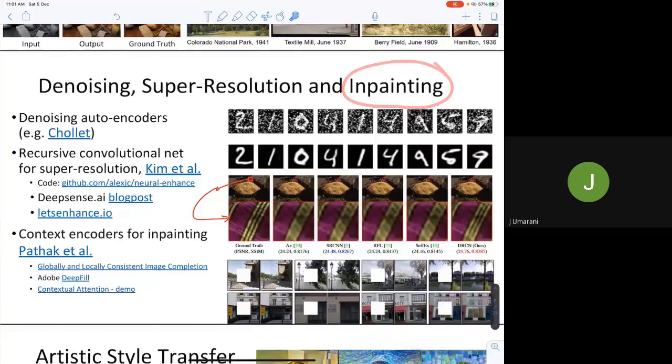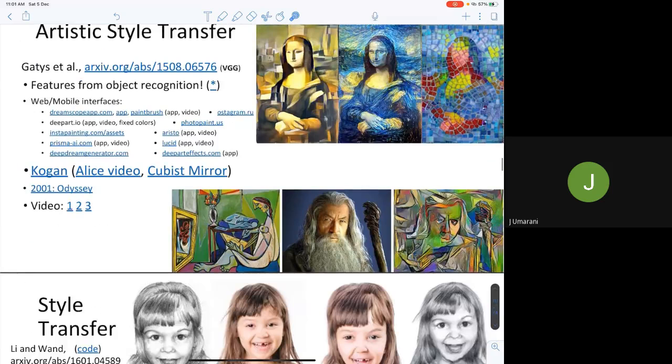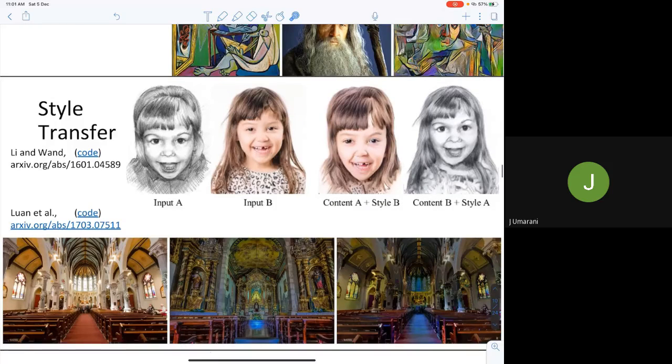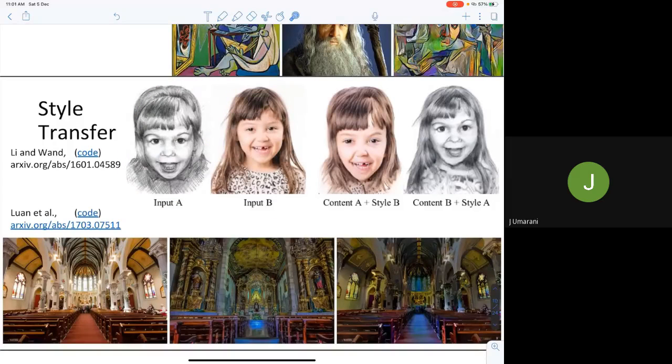Then there is artistic style transfer, in which I have an image like this, and I have another image like this. Both of these are completely different types of images. But is it possible to have the content of A and the style of B? The content of A is a pen and pencil sort of image, and this is a photograph. So you can have the content of this with the style of that, or the content of B with the style of A. That is style transfer, and it is actually being done using deep learning algorithms.